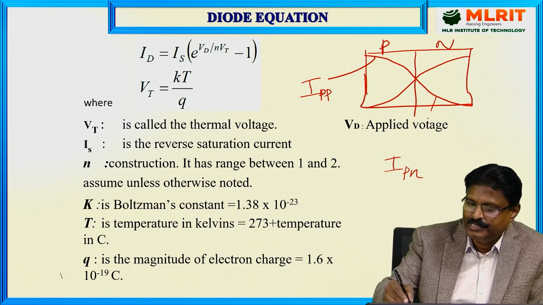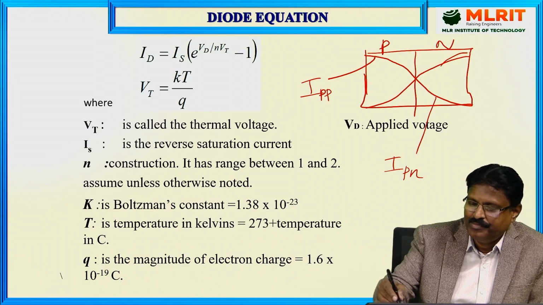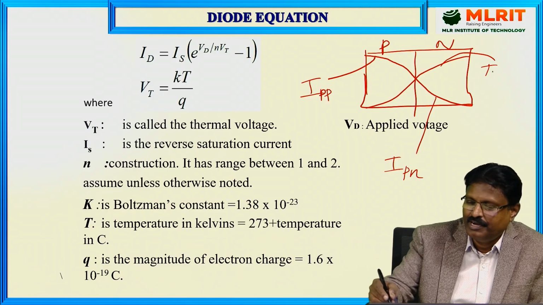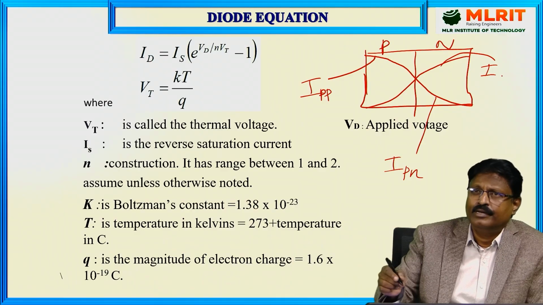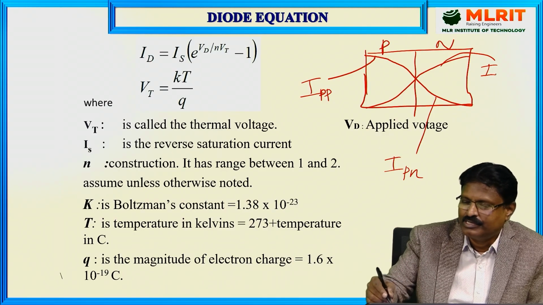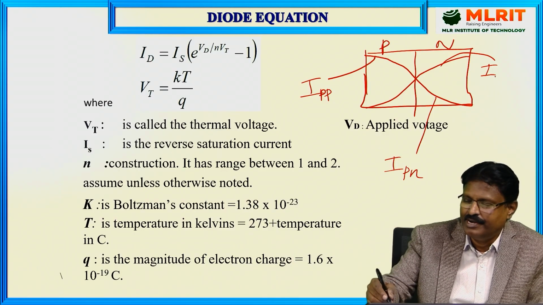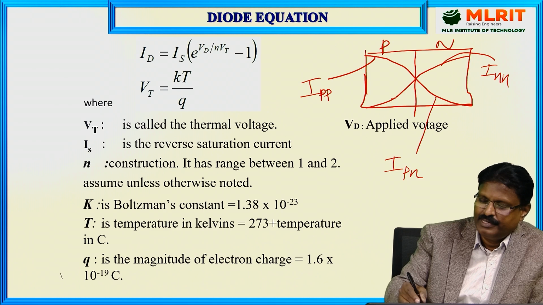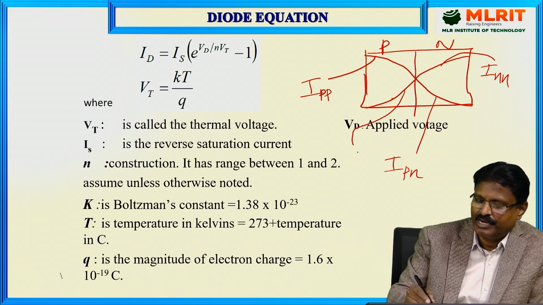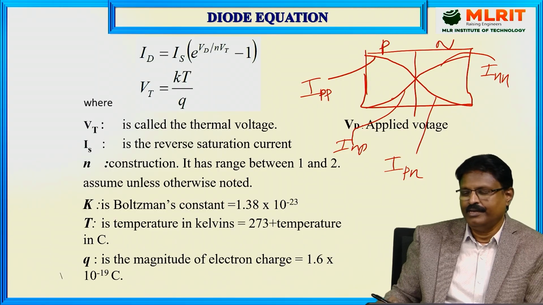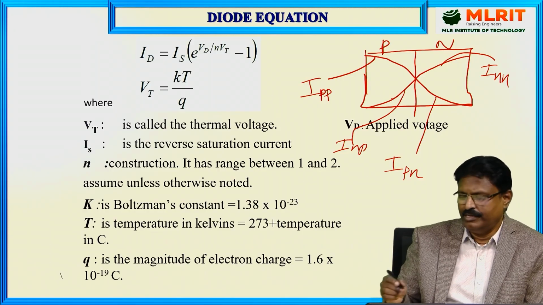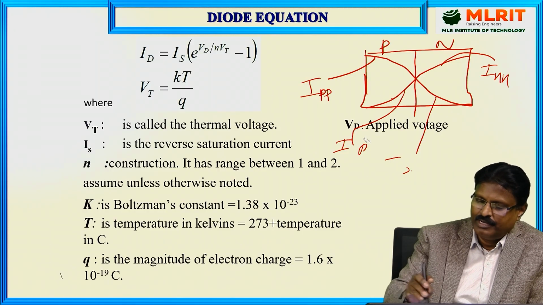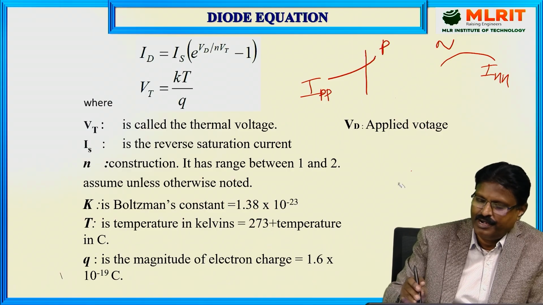Similarly, if I observe this curve, this is the curve related to the current by the electrons, called the drift current, represented as INN. Whenever electrons move from the N side to the P side, I can call this current a diffusion current, written as INP. Taking all this into account, we go for the derivation of the diode current equation.